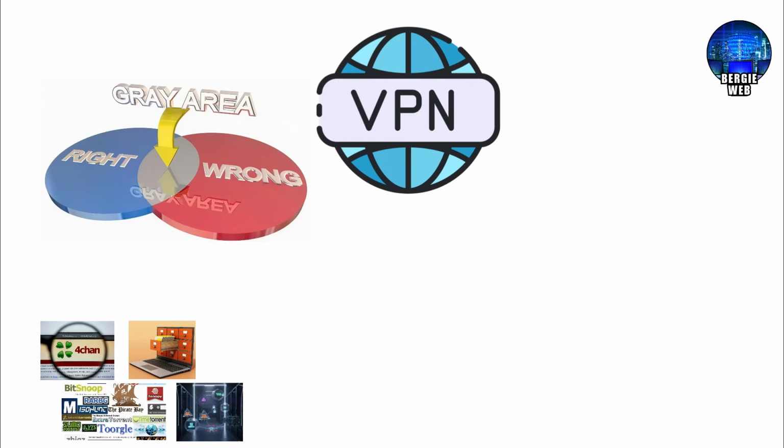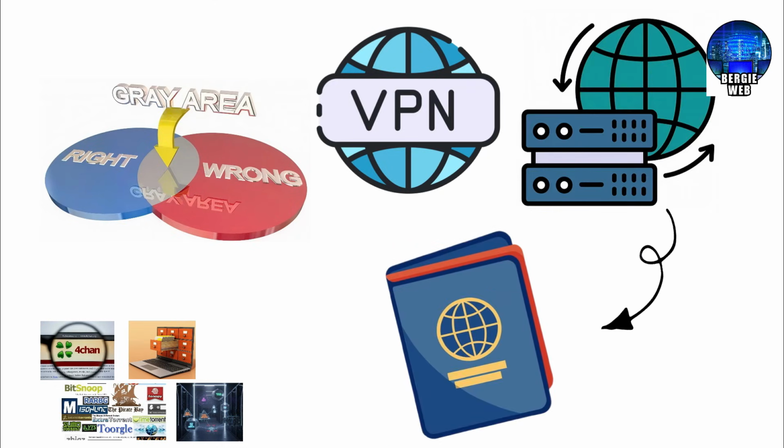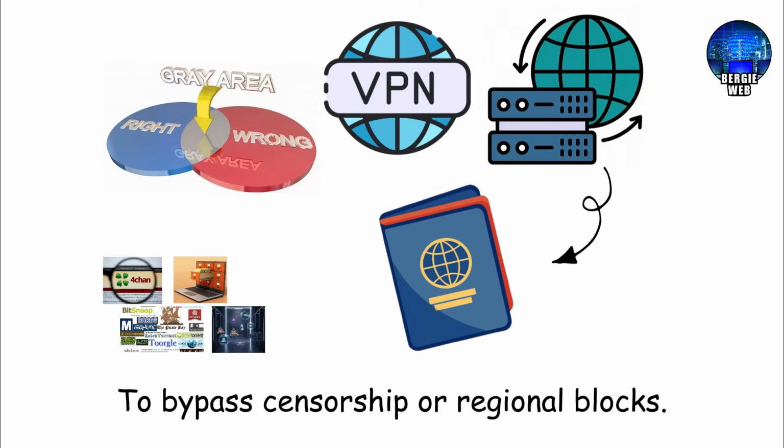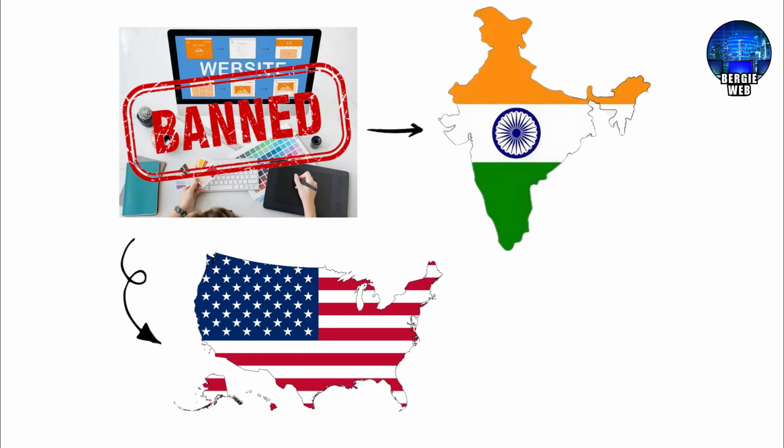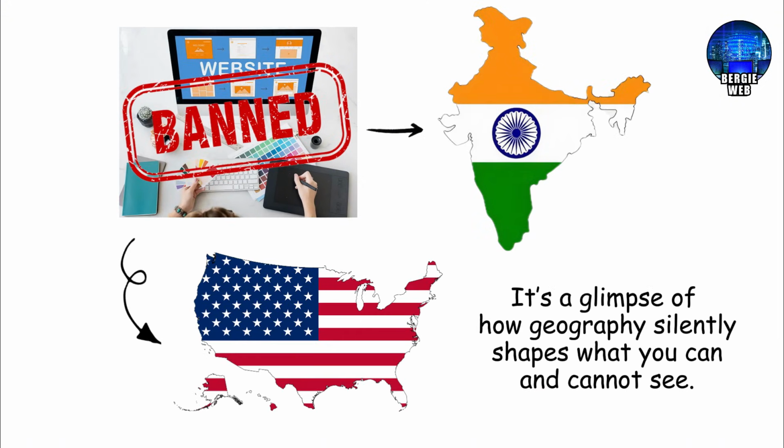This is where VPNs and proxy servers become your passport, masking your location and identity to bypass censorship or regional blocks. For example, a site banned in India might still be available by connecting through a US server. It's a glimpse of how geography silently shapes what you can and cannot see.